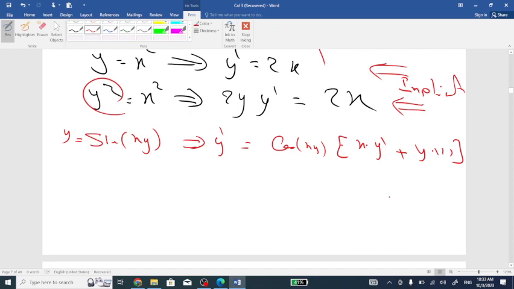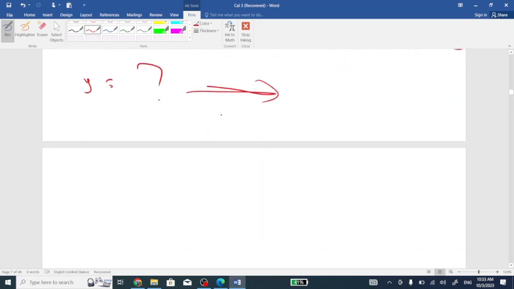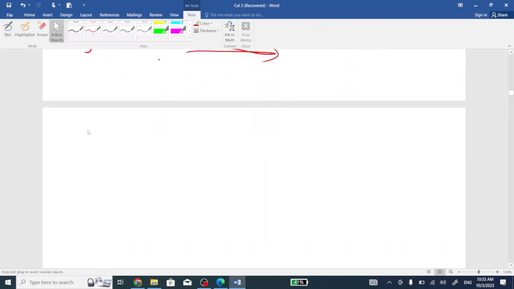Implicit means the function is inside, so x y squared is not only y. Can I say y equal to something directly? No, so that's what's called implicit. It is the same thing.